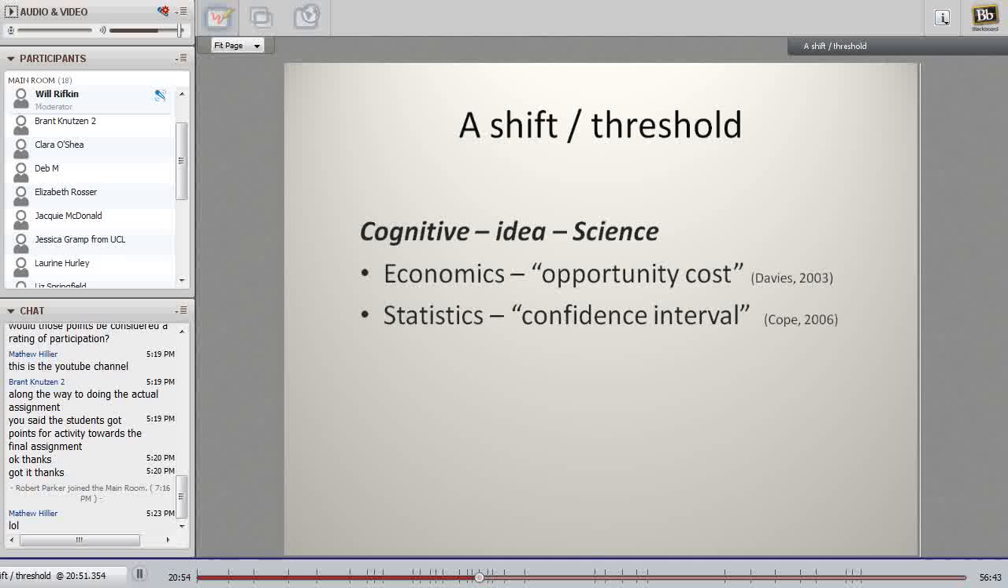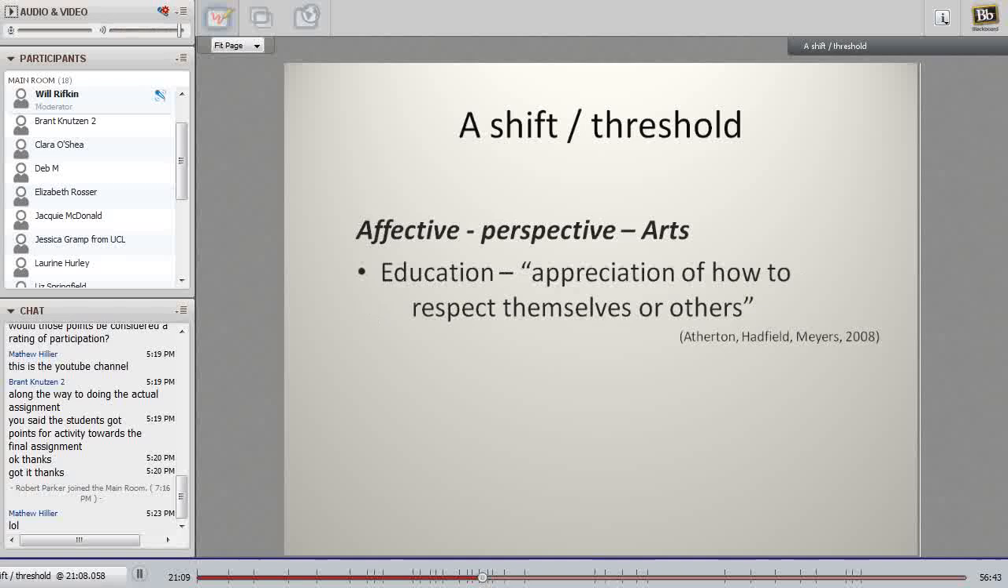Examples of threshold concepts, if you're not familiar, would be in economics. And in areas related to science, they're seen as specific concepts or ideas, like in economics, opportunity cost, or in statistics, the notion of a confidence interval. In the arts, it's seen more as a perspective or more an affective thing, such as in education, the appreciation of how to respect themselves and others, a little more nebulous. So is it a threshold concept here, a particular idea, or is it a perspective, realizing how important students' abilities in new media are?